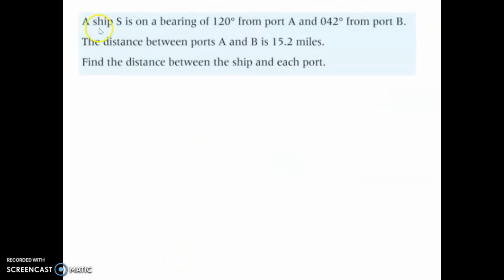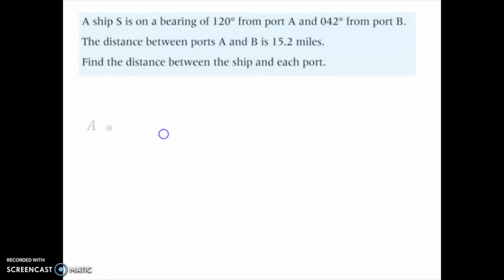Okay, so here's the problem we have. A ship S is on a bearing of 120 degrees from port A and 42 degrees from port B. The distance between ports A and B is 15.2 miles. This one needs to begin with a diagram. See if you can diagram this, and I'll give you a hint. Ports A and B are on the same vertical line, so they're like directly north and south of each other. See if you can draw a diagram.